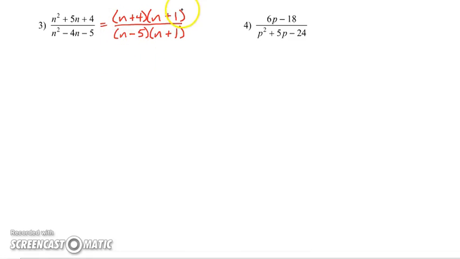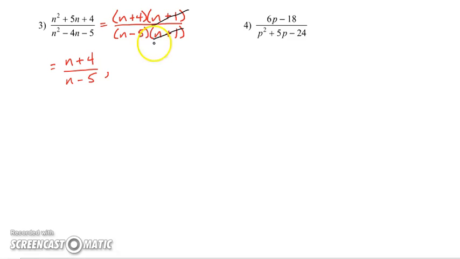So I factored both the numerator and the denominator, and I noticed that I've got a factor n plus 1 that divides out both places. These don't divide out, there's no matches here. So I'll simply say that this simplifies to n plus 4 divided by n minus 5.